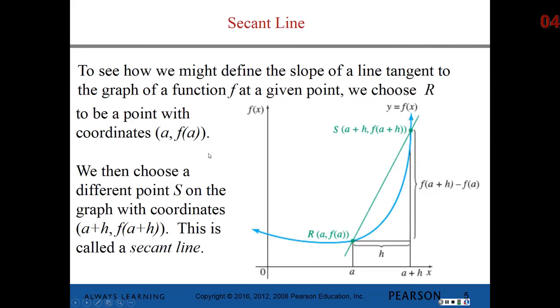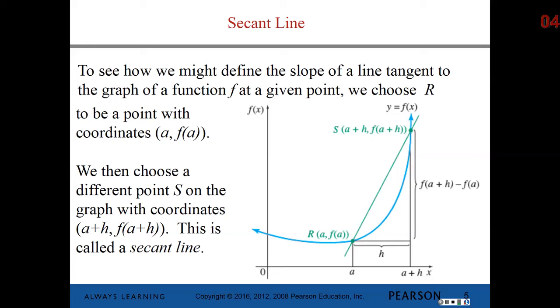So first thing we're going to do is we're going to try to figure out how to relate tangent lines and secant lines. So if you wanted to find the slope of a line tangent to the graph of a function at a given point, you can choose R, which is down here at the bottom of the curve, to be a point with the coordinates a and f(a), and a different point S with the coordinates a plus h and f(a plus h), and that's called a secant line.